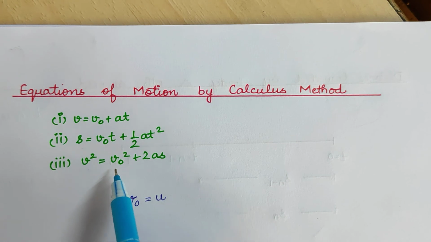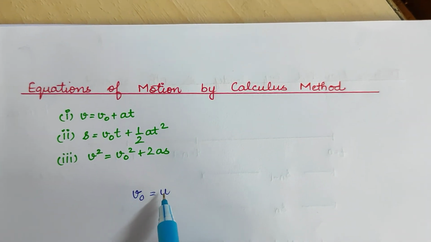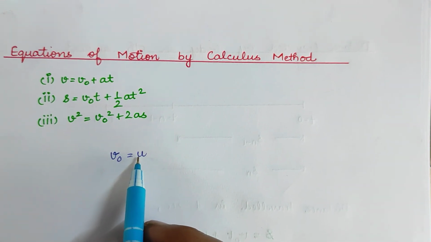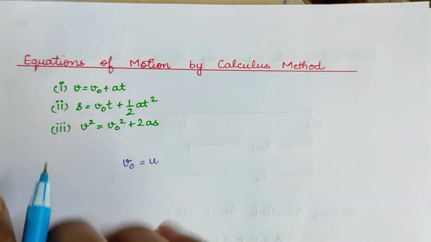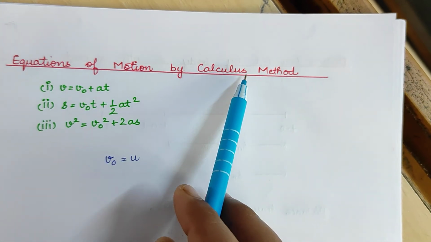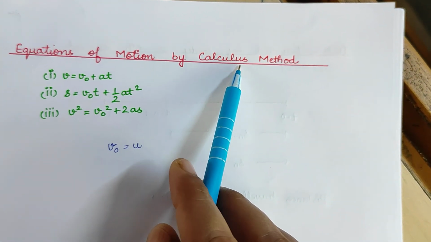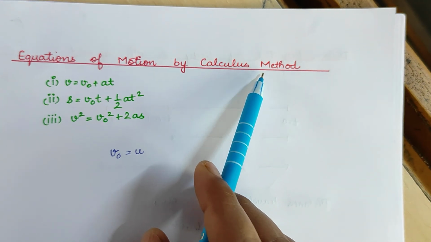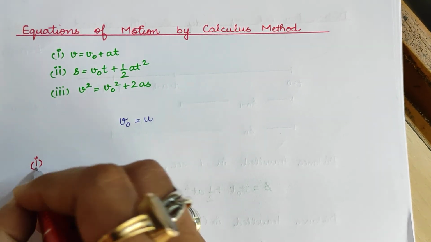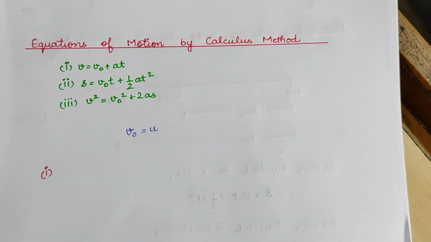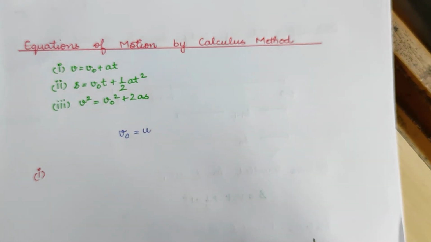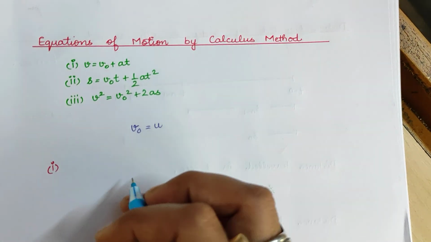The third equation of motion is v square equals v naught square plus 2as. As v naught is the initial velocity, we can also write it as u. U denotes the initial velocity at time t equals 0, and v is the final velocity at time t. Here we will find the equations of motion using the calculus method. For the first equation, we know that a is constant in these three equations of motion. That is why we say these are uniformly accelerated motion.